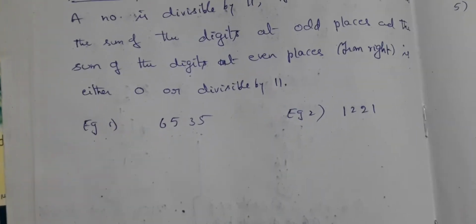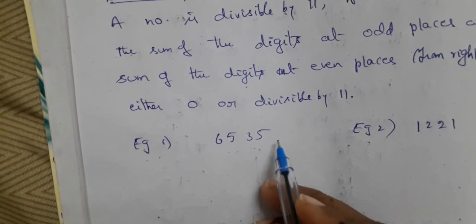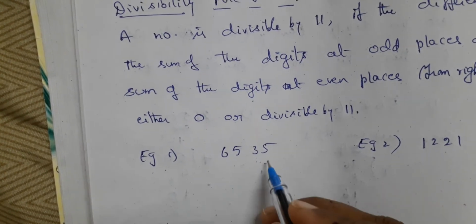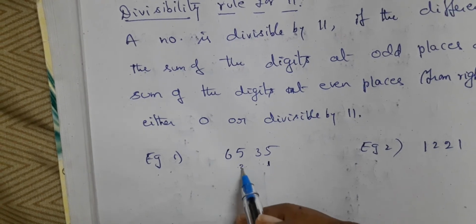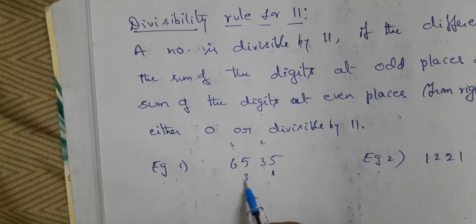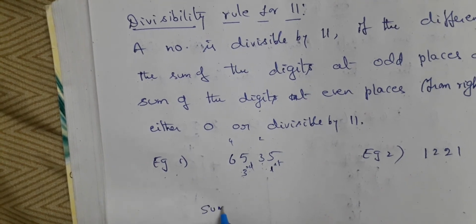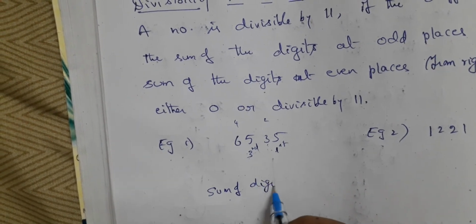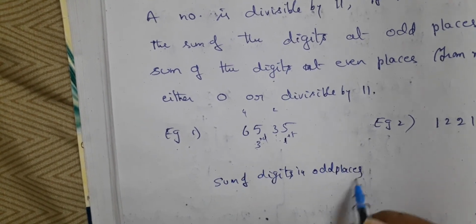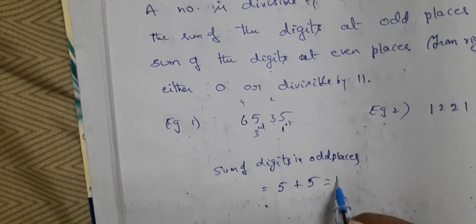The first example, 6535. So from right, so this is the right hand side, is it not? This is right, this is left. So from right, this is first place, third place, odd places, and this is second, this is fourth. So first place, third place. So sum of digits in odd places is equal to how much? First place 5 and third place is also 5, which is equal to 10.